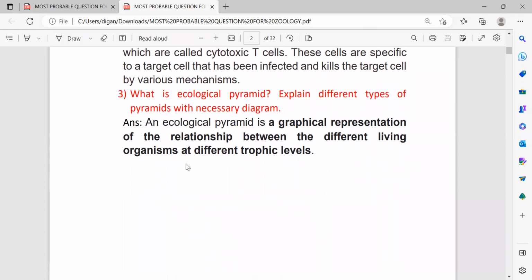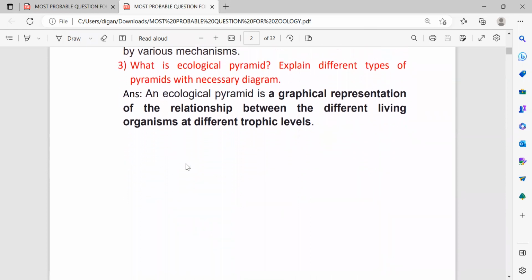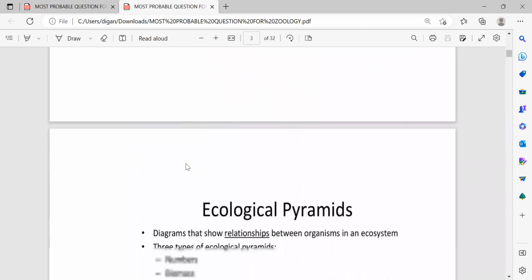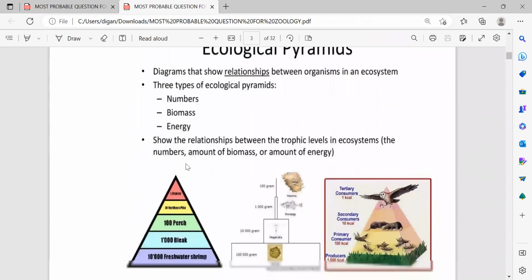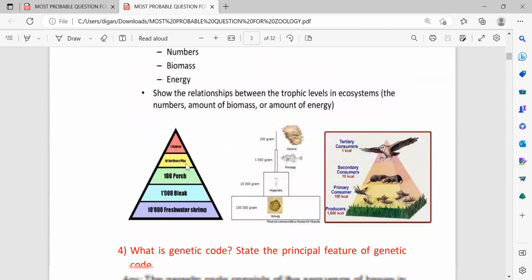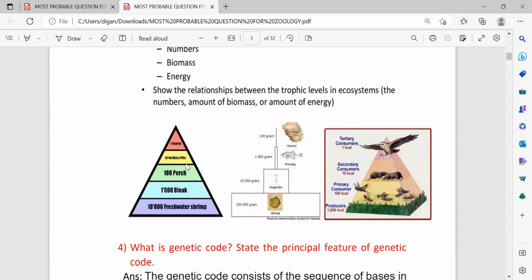Next, what is an ecological pyramid? Explain the different types of pyramids with necessary diagram. So these are the ecological pyramids, and here I am giving you the diagram also. If a 5 marks question comes, with this diagram you just write the definition and also a description.